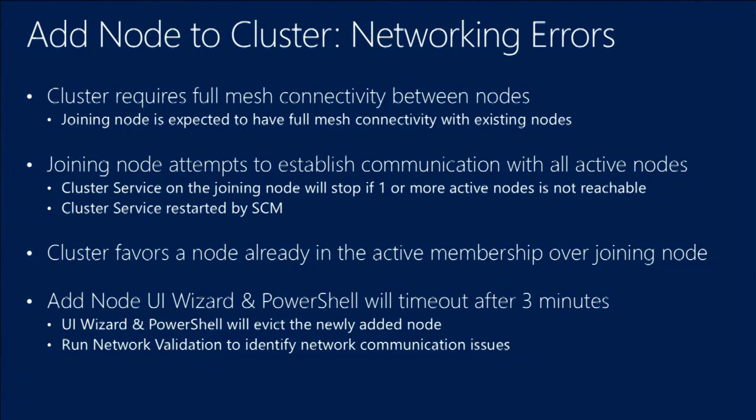So it requires full mesh connectivity between nodes. The joining node that's trying to add itself to the cluster has to first establish network communication to all nodes that are actually active in this cluster. And so if, let's say, I have 4 nodes in my cluster and I'm adding a 5th node, if that node is able to talk to 3 nodes in the cluster but not the 4th, the add node is going to fail. Hopefully the network validation improvements that we did should have flagged that out sooner, but if you do see add nodes failing because of network connectivity issues, that's the requirement.